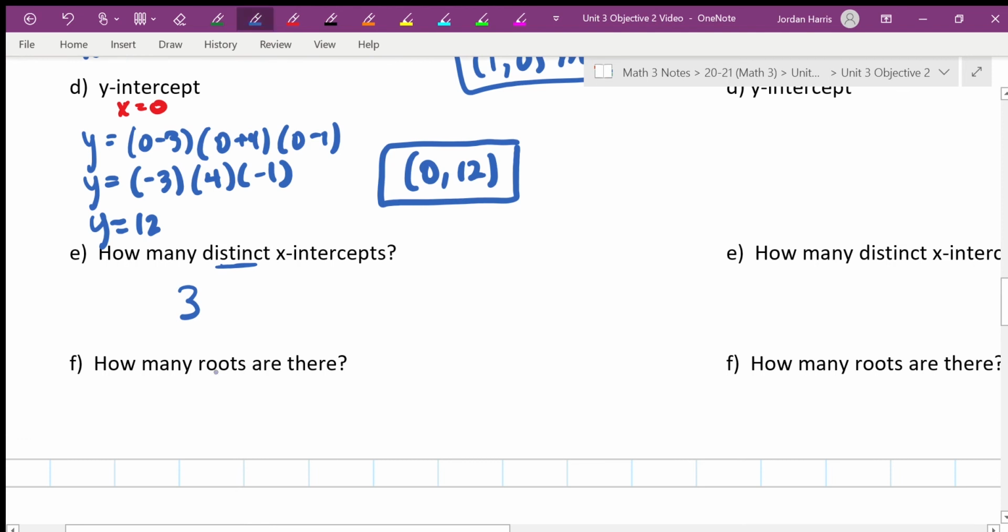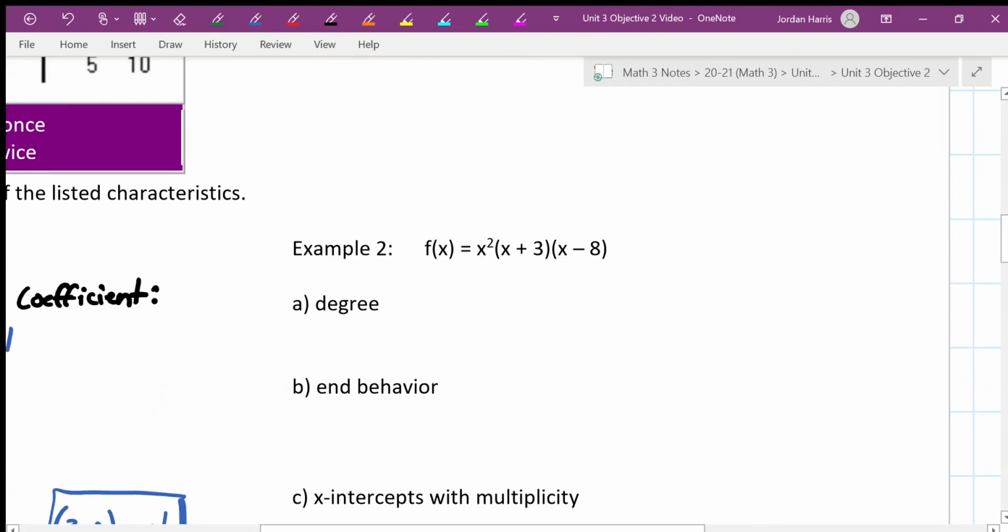The next question, how many roots? If they ever ask for roots or zeros, it is the same as degree. It is always the same as degree. Okay, so in this case, my degree was 3, so my roots are 3. If they ask for roots or zeros, it's the same as the degree. If they ask for distinct x-intercepts, it might not be the same, which we'll see in the next one when that's the case. Okay, so the next one, example 2, we have our equation.